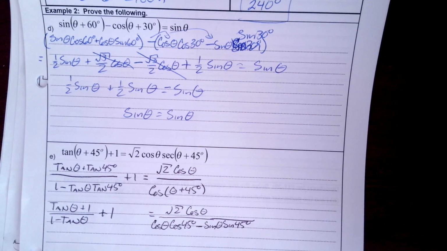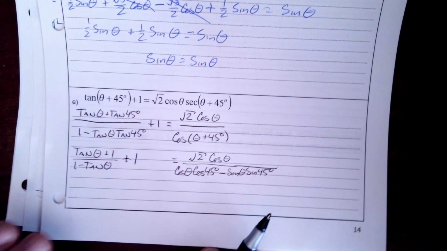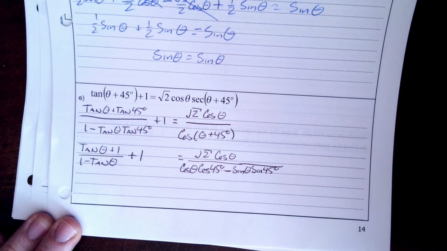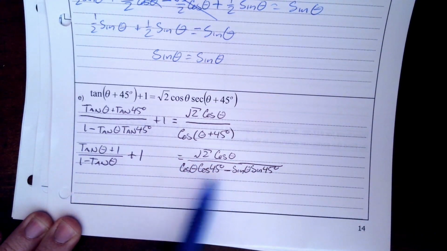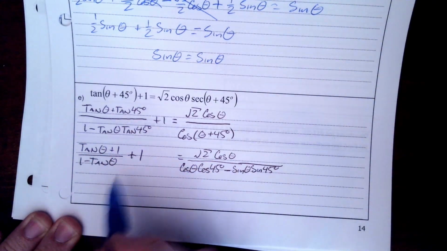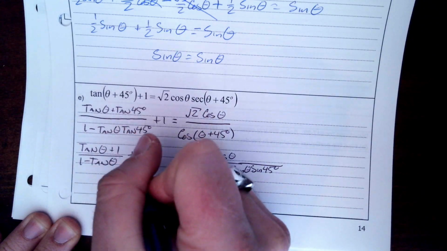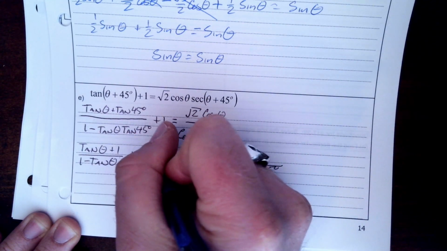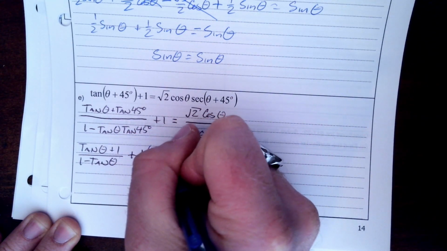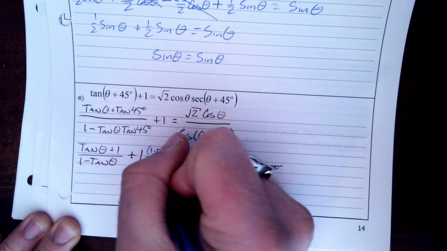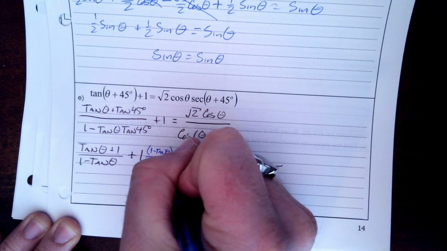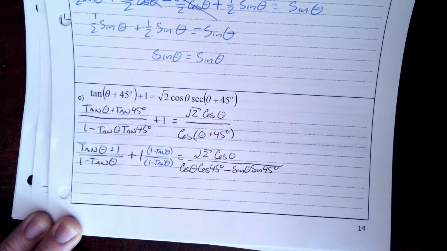I left myself a little bit of space here because that 1 I would actually like to make common denominators with, because I only see one fraction here and two fractions here, or two expressions here. So I'm going to make this into 1 minus the tangent of theta over itself so that we have common denominators. Remember, the tangent of theta is not necessarily a radical, so we don't have to worry about rationalizing it or anything.